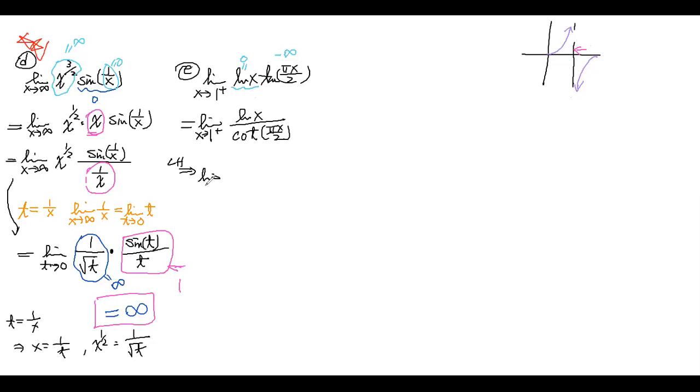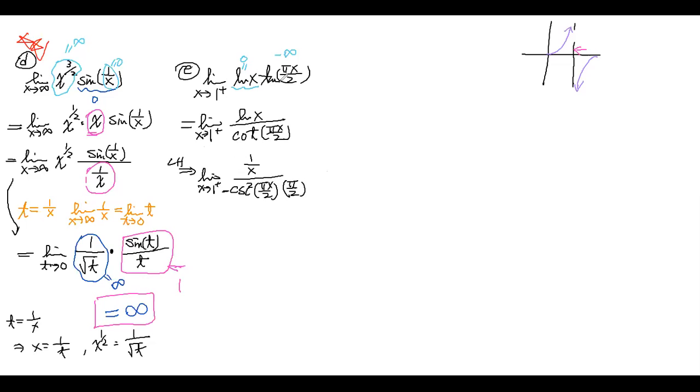This is the limit as x approaches 1. What is the derivative of the natural log? It's 1 over x. What is the derivative of the cotangent? It's cosecant squared of pi x over 2. Don't forget the chain rule, so it's pi over 2. I'm sorry, this is negative, so it's negative pi over 2. Okay, so now pi over 2, and this is a cosecant.